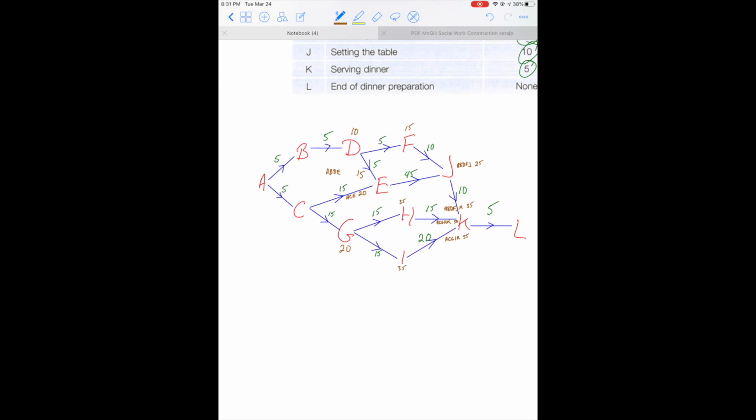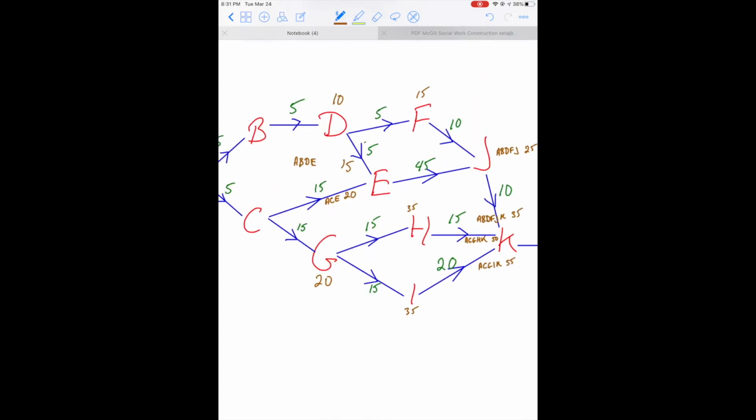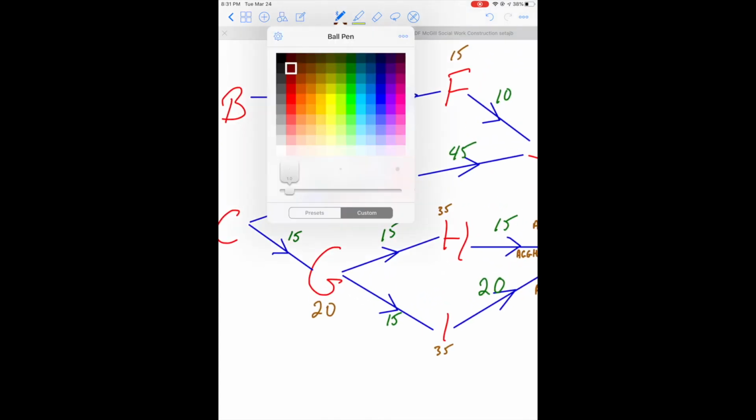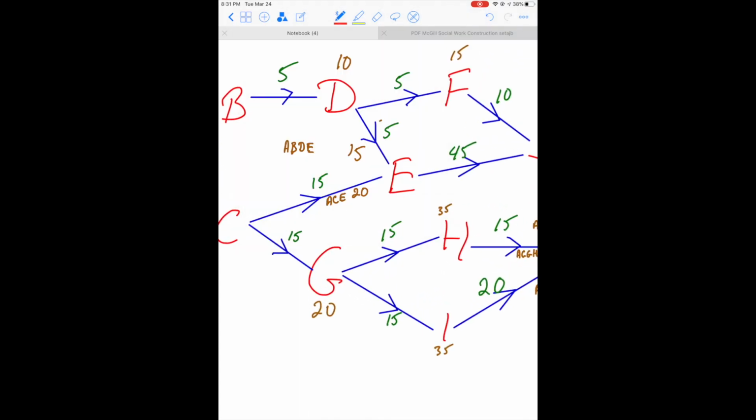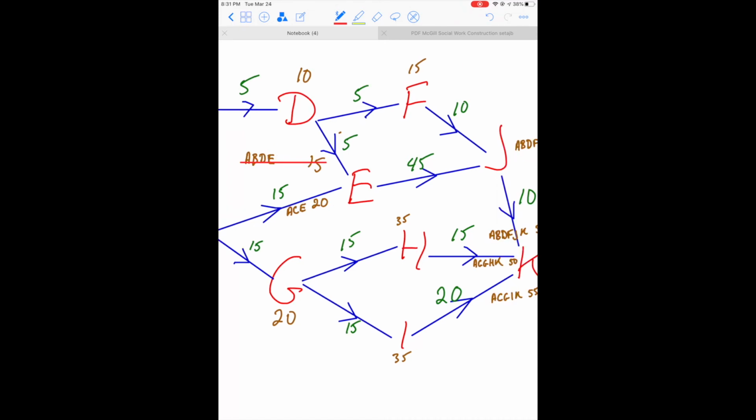We have to look at each time like we have a nexus, like E, where we have two ways of getting to E. We have to take the longer one. We're going to cross out the routes that are too short. So this one, we're going to cross out. To get to E, it takes us 20.